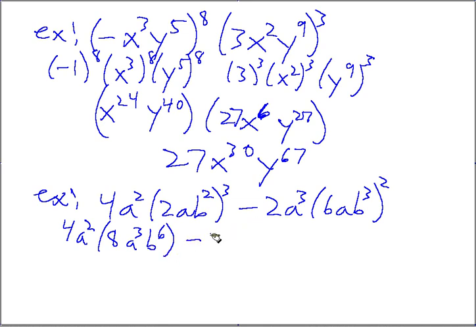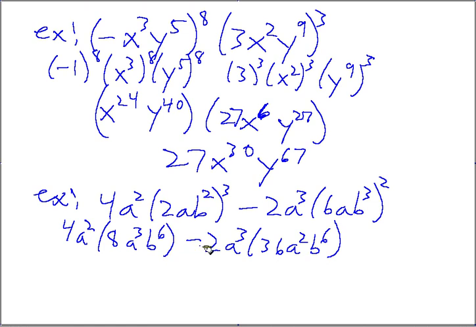Minus, again, bring down the 2a cubed. All right, square this quantity here. 6 squared is what? 36. All right, a squared. And b cubed squared is b to the what? b to the 6. Okay, can we see that? Again, 6ab cubed squared is what? 36a squared b to the 6. Can we see that? All right.